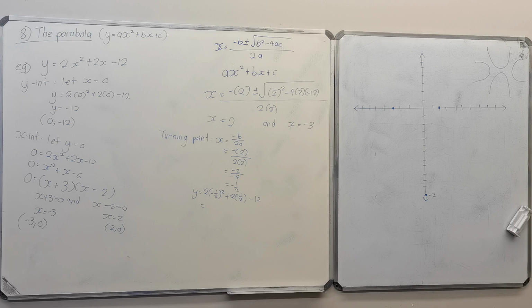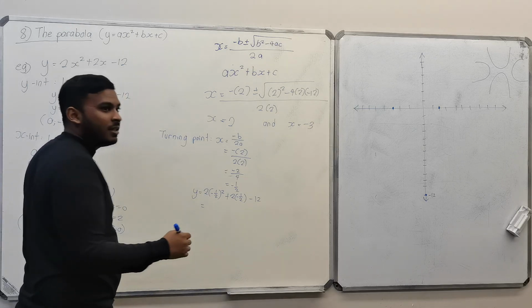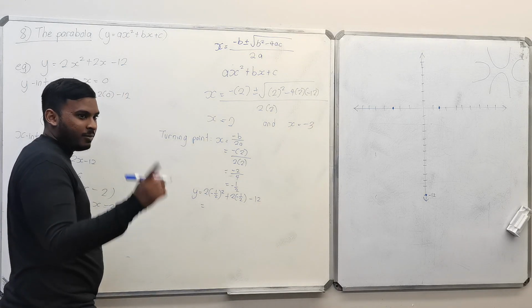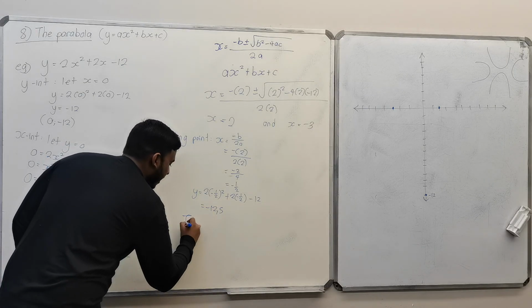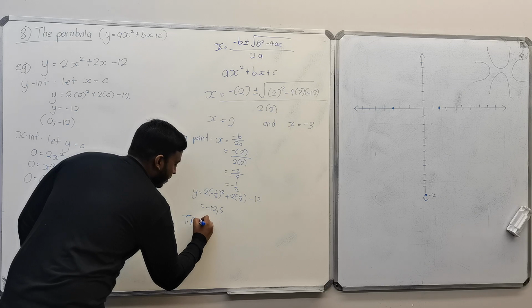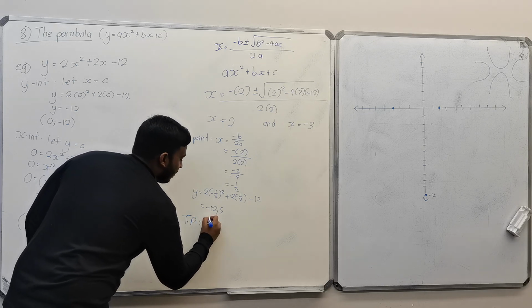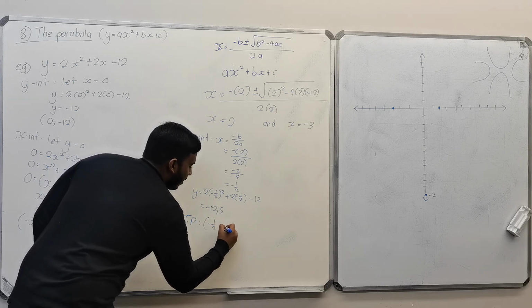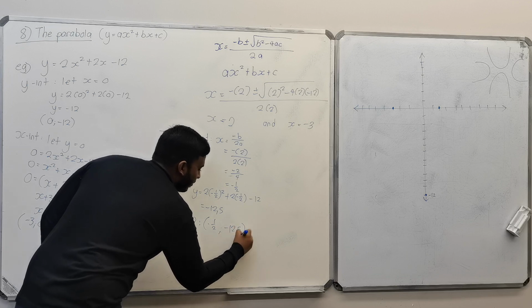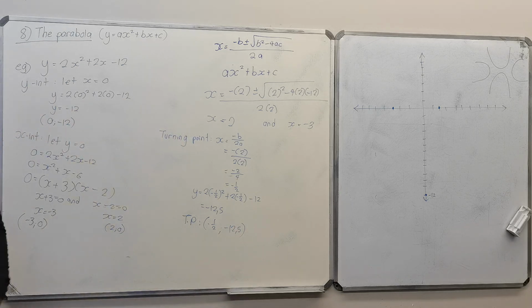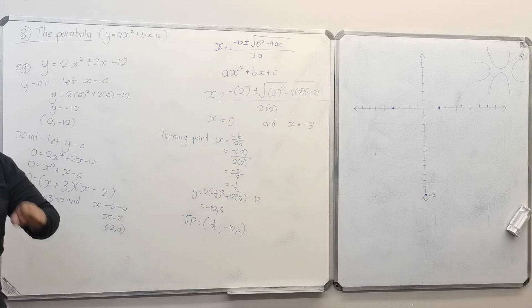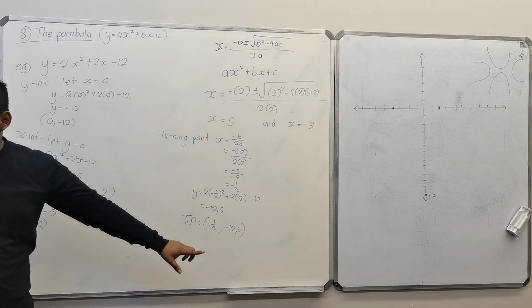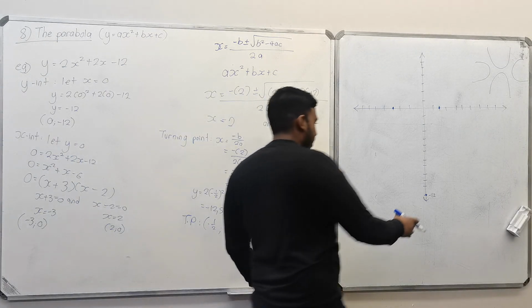Minus 10.5. Oh, wait, minus 12.5. Minus 12.5. So your turning point coordinates is minus half and minus 12.5. Okay? That's the minimum value they gave you, the x and y minimum values, basically telling you that the lowest point of this graph is at those coordinates. That coordinate is your turning point coordinate, right?